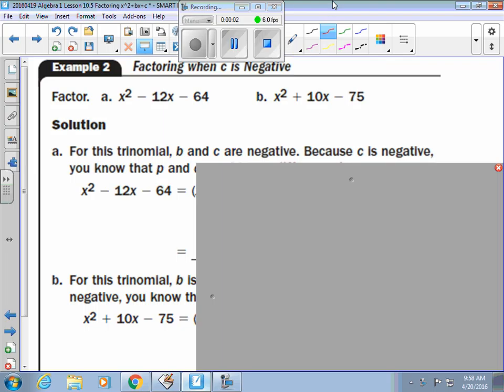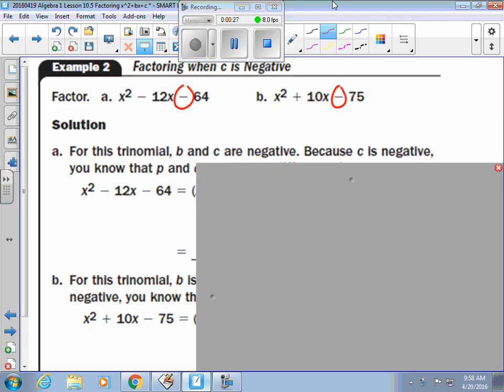This is Algebra 1, lesson 10.5, part 2, where we factor x squared plus bx plus c, picking up on example number 2. Factoring when c's value is negative. So for the first one, it says x squared minus 12x minus 64. Notice that c value right there is negative. And the other one says x squared plus 10x minus 25. That c value is negative.